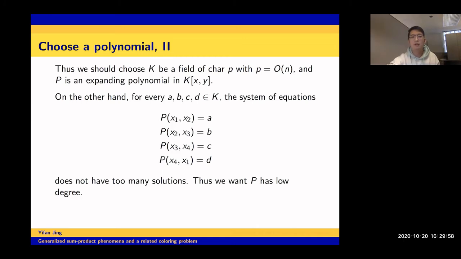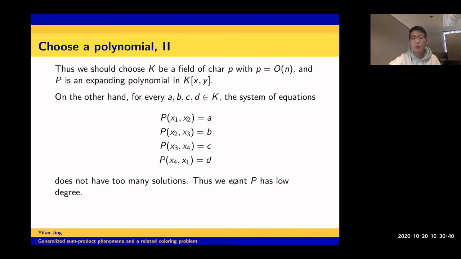And on the other hand, we also don't want too many color isomorphic C4s. So in that case, this is a system of equations. We choose four arbitrary numbers A, B, C, D in K, and these represent the colors, right? So this system of equations, P(x1, x2) equal to A, P(x2, x3) equal to B, P(x3, x4) equal to C, and P(x4, x1) equal to D, we don't want it to have too many solutions, because each solution will give you a C4. And two solutions means we have a color isomorphic C4. And three solutions means we have three C4s which are pairwise color isomorphic.